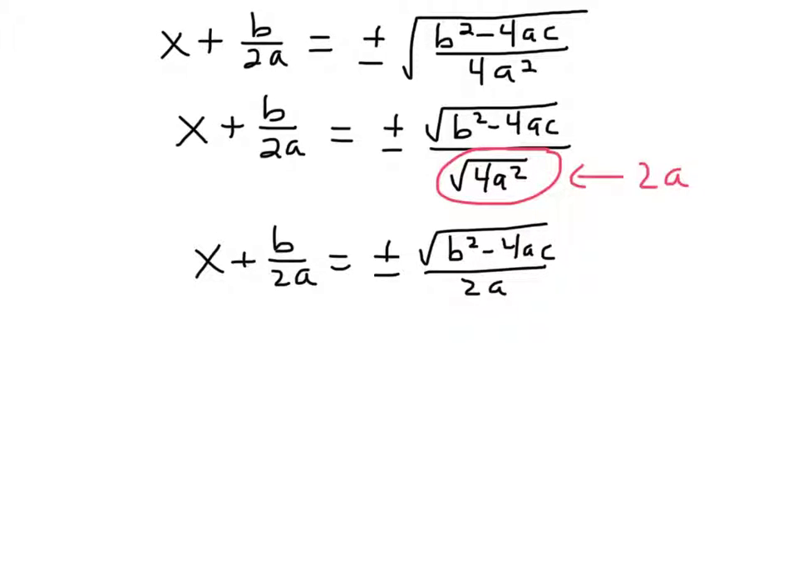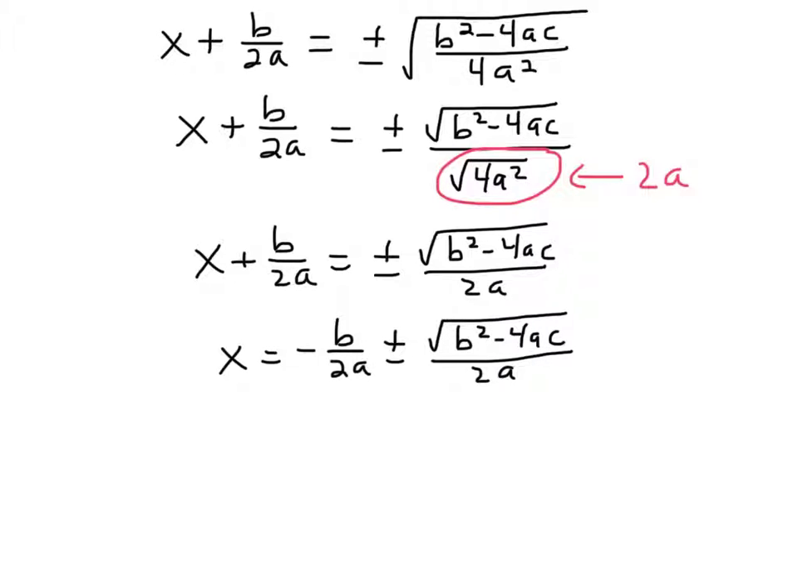And then we'll just subtract b over 2a from both sides of the equation because we're trying to get x alone on the left and it's being added, so we'll do the opposite and subtract. So x would equal negative b over 2a plus or minus the square root of b squared minus 4ac over 2a.